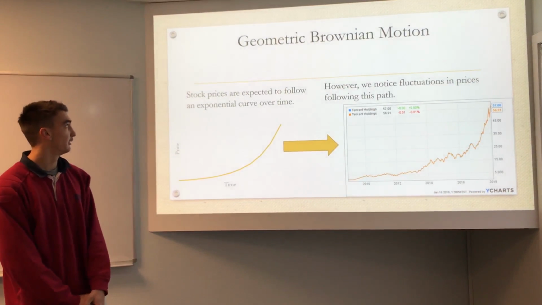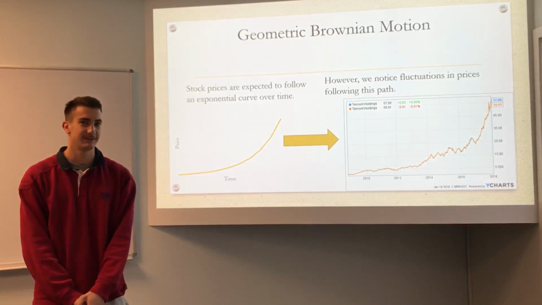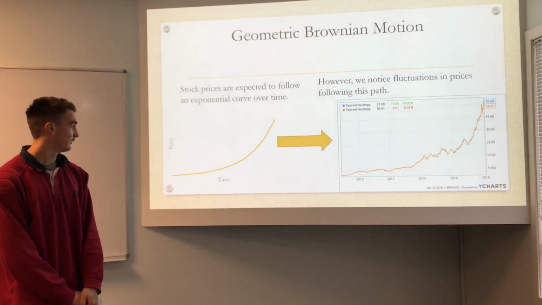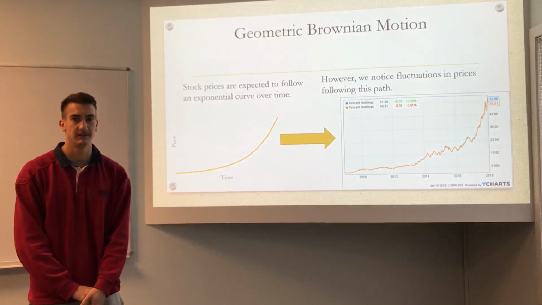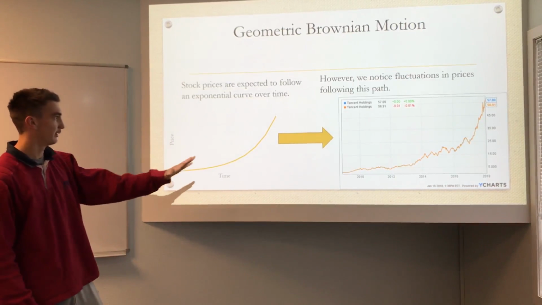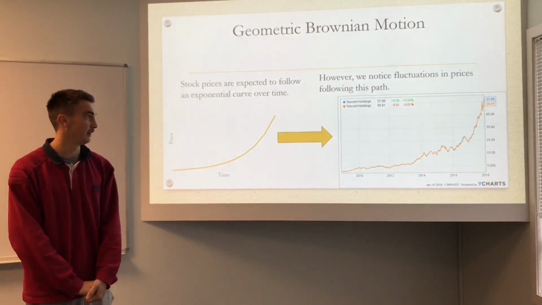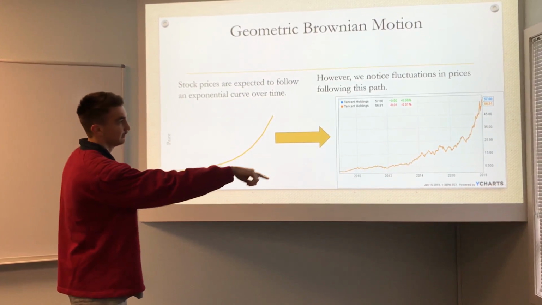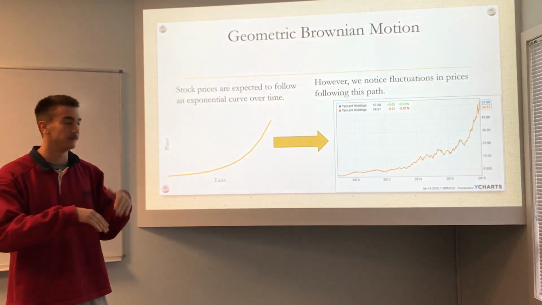So the geometric Brownian motion assumes stock prices are expected to follow an exponential curve in the long run. That means that as time goes on, firms are able to grow their value and sales and operations, and eventually their growth rates, to make an upwards curve. However, in real life examples, we can see that random fluctuations follow this exponential curve, as buyers and sellers constantly move the price up and down.